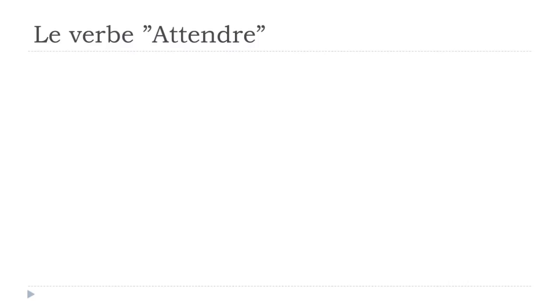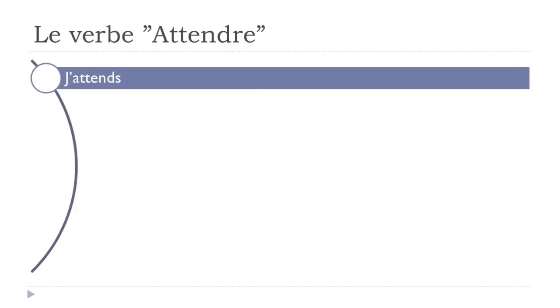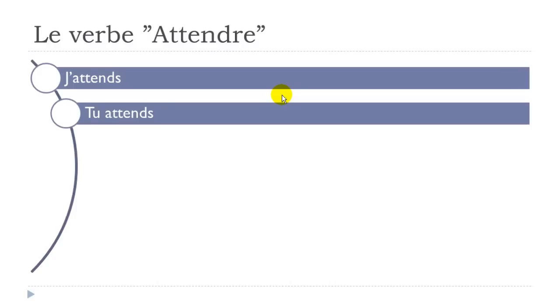So let's see now how it will go. So the first form will be j'attends. J'attends. Okay? You get D and S. Well, basically, you don't pronounce them. Okay? And then you get only the sound attends. Nasal here. En, en. J'attends. Okay? Second form. Tu attends.